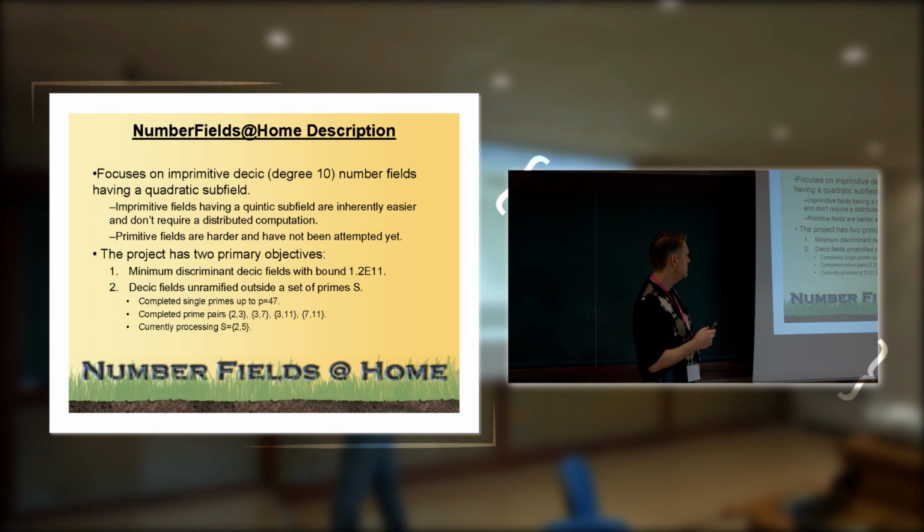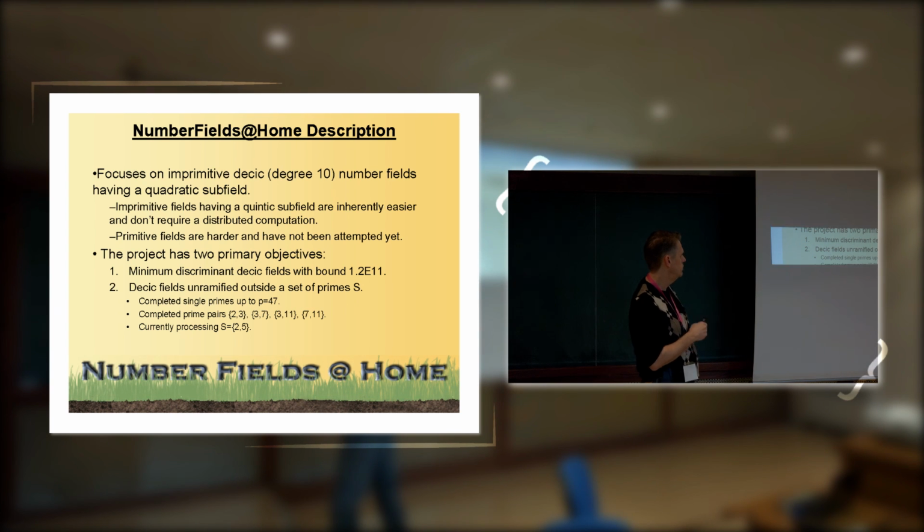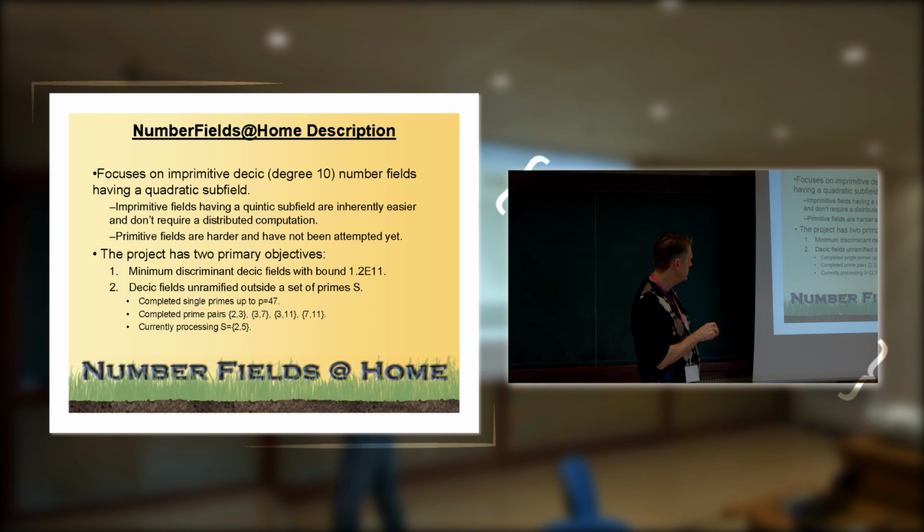We've completed all prime pairs, or not all prime pairs, but these prime pairs here, 2, 3, 3, 7, 3, 11, and 7, 11, and those are complete. We are currently processing the 2, 5 case, which, because these are degree 10 and you're dividing by both 2 and 5, you have wild ramification, and your discriminant bounds get extremely large, and so this is a very computationally intensive task, and it's currently been working for about 2 years.